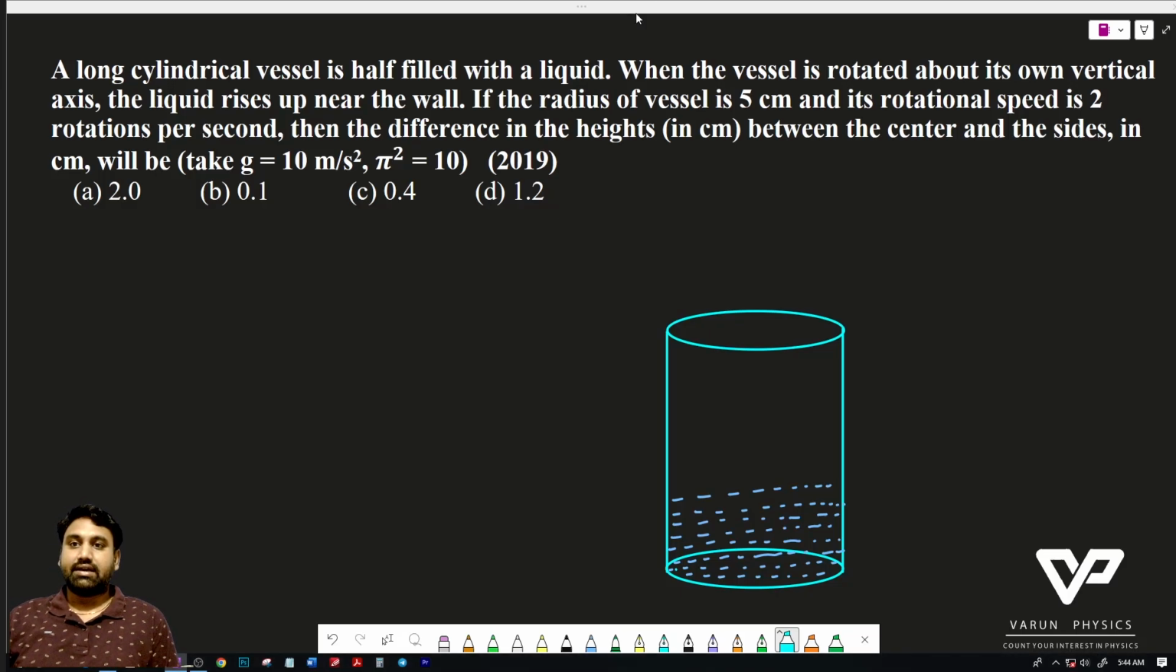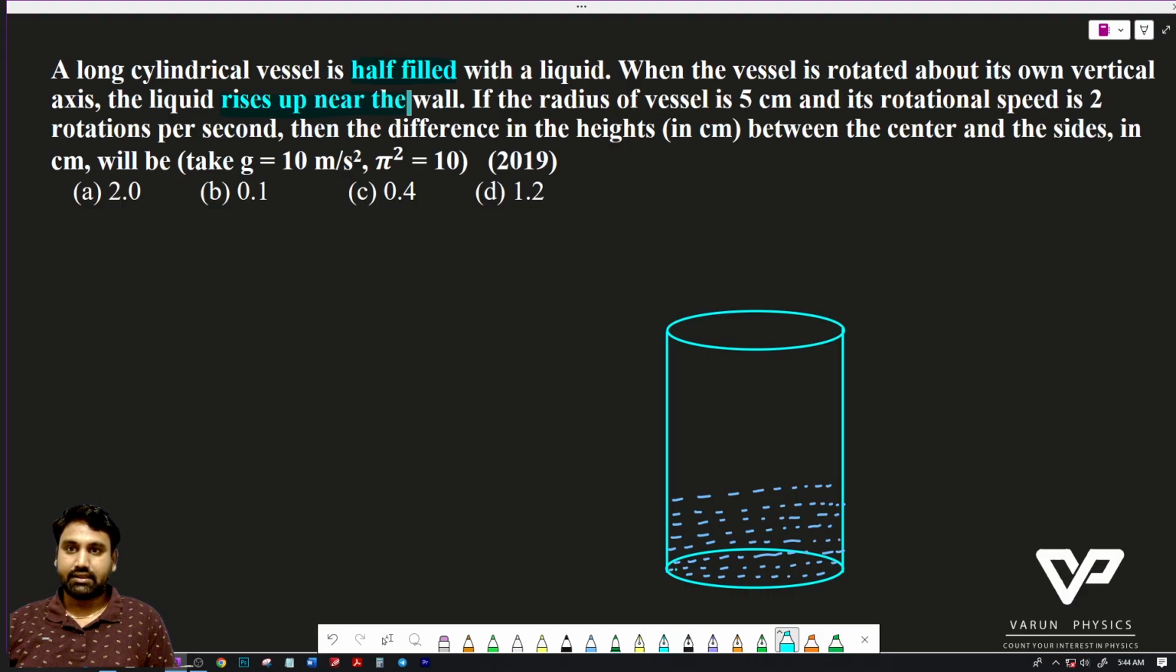Greetings. A long cylindrical vessel is half filled with a liquid. When the vessel is rotated about its vertical axis, the liquid rises up near the walls. This is what we generally observe.